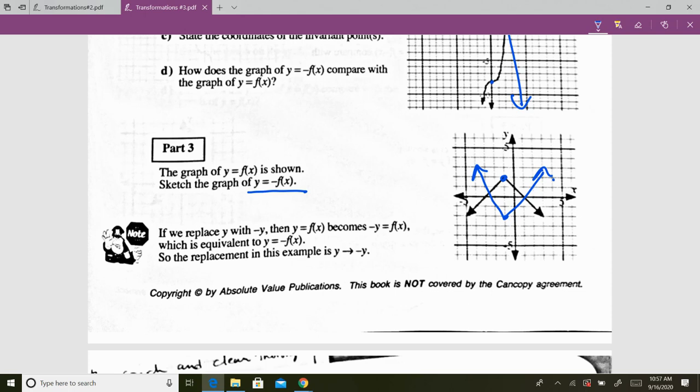Okay. These are called reflections, right? So, right here. How does the graph of y is equal to negative f of x compare to the graph of y is equal to f of x? We say it is a reflection. Now here's the math terminology. You can say about, over, or across the x-axis.